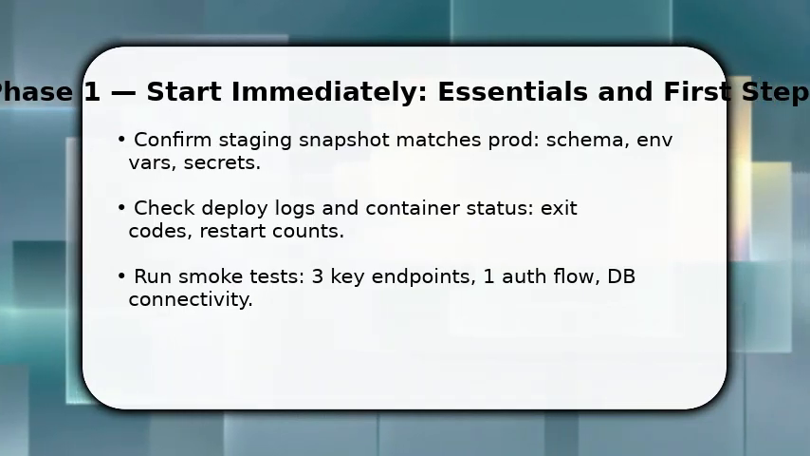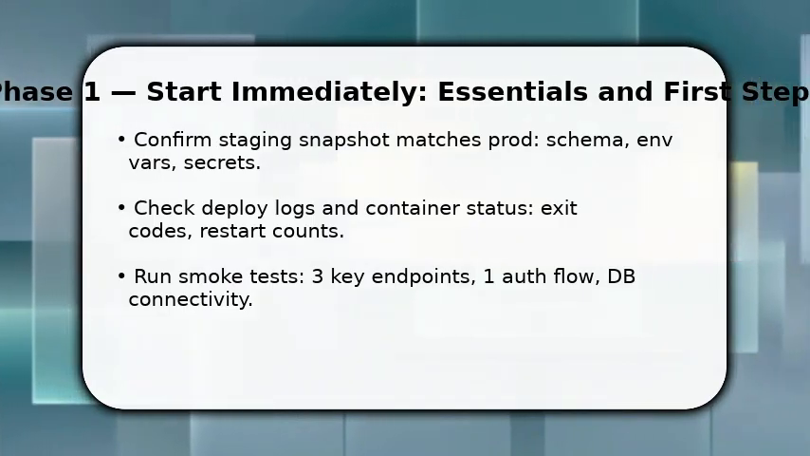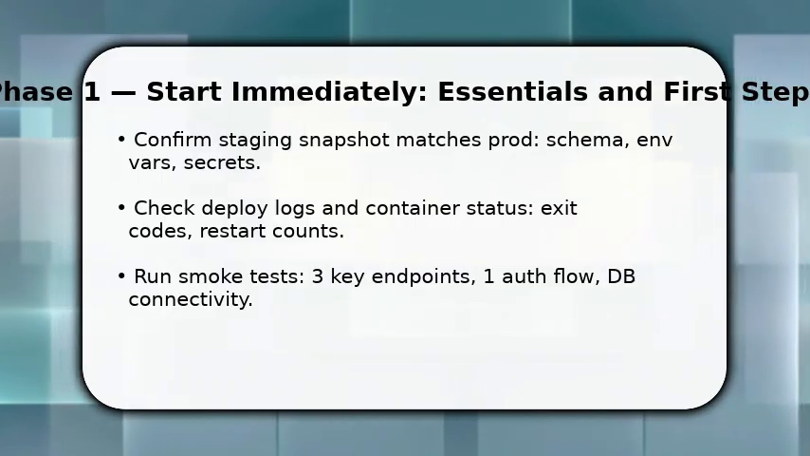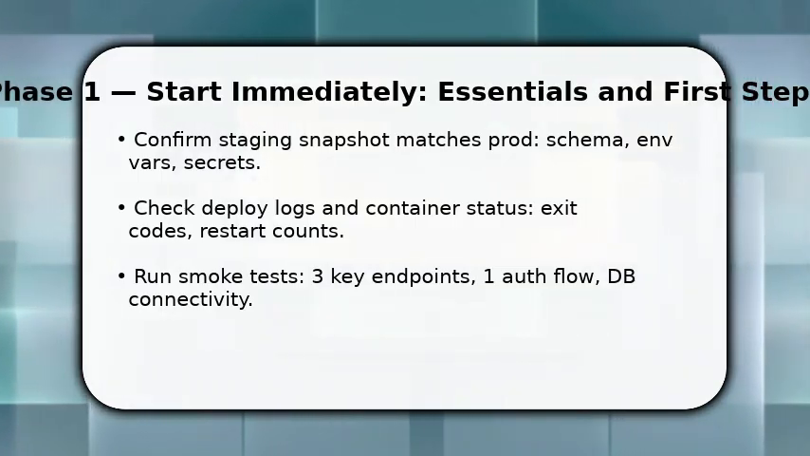Once done, run quick smoke tests against 3 core endpoints and 1 auth flow to reproduce the issue. This narrows scope fast and lets you pick the correct repair path.